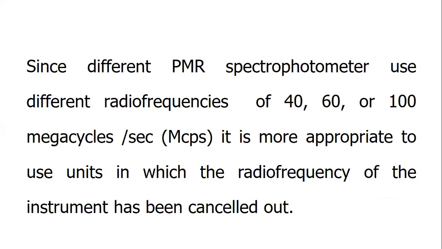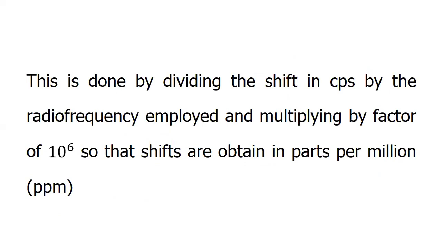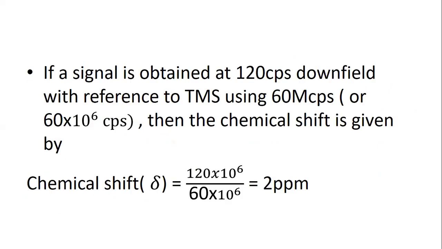Since different PMR spectrophotometers use different radio frequencies of 40, 60, or 100 megacycles, it is more appropriate to use units in which the radio frequency of the instrument has been cancelled out. This is done by dividing the shift in CPS by the radio frequency employed and multiplying by a factor of 10 to the power 6, so that shifts are obtained in parts per million.